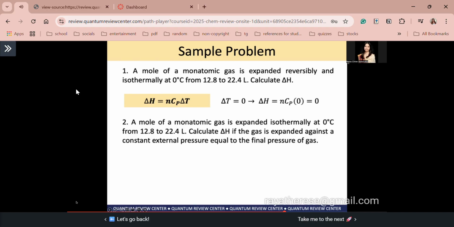Number 2, a mole of a monatomic gas is expanded isothermally at 0 degrees Celsius from 12.8 to 22.4 liters. Calculate delta H if the gas is expanded against a constant external pressure equal to the final pressure of the gas. So similar to our sample problem earlier, only here we have to find delta H.